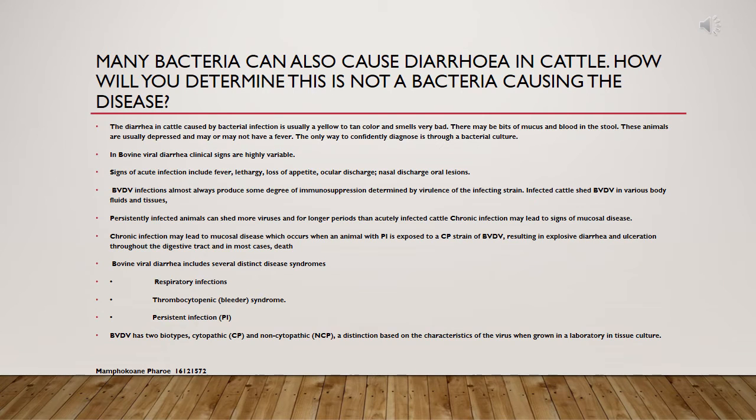In bovine viral diarrhea, clinical signs are highly variable. Signs of acute infection include fever, lethargy, loss of appetite, ocular discharge, nasal discharge, and oral lesions. BVDV infection almost always produces some degree of immunosuppression determined by the virulence of the infecting strain. Infected cattle shed BVDV in various body fluids and tissue. Bovine viral diarrhea includes several distinct diseases and syndromes like respiratory infection, thrombocytopenia syndrome, persistent infection.